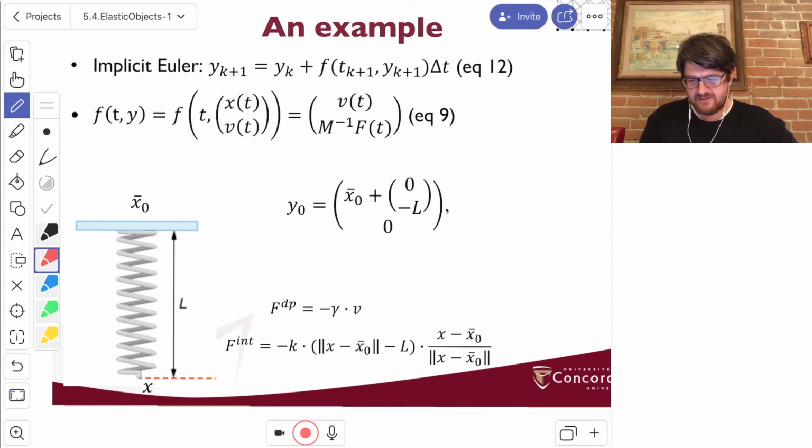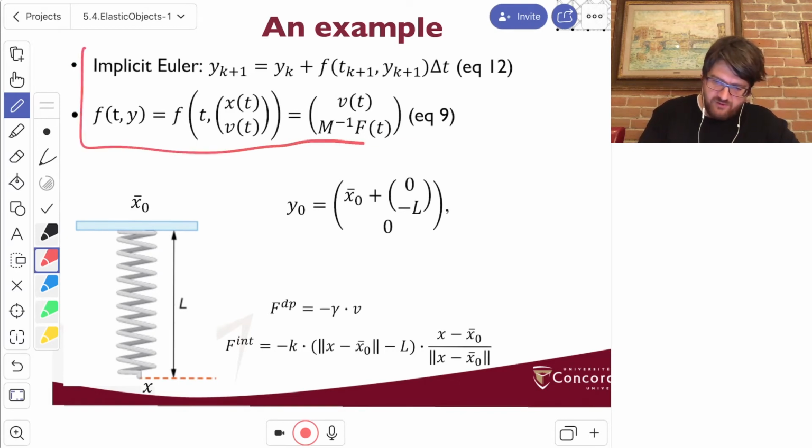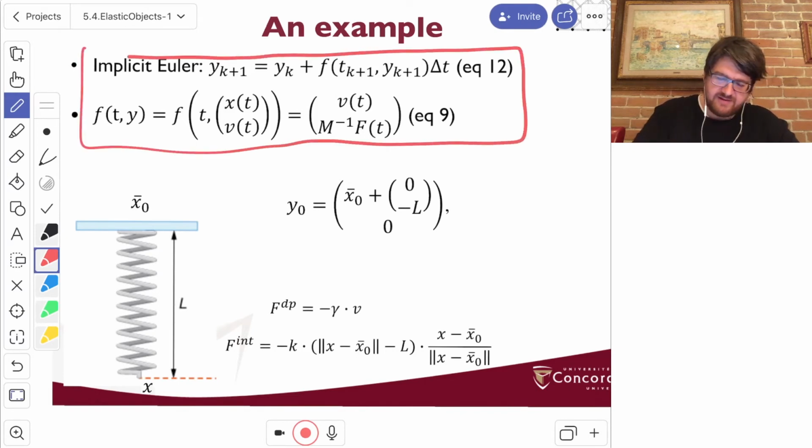So now everything else stays the same. So y0 we did before, and the forces we did before. So now with using these formulas, let's plug in everything and see what we get.